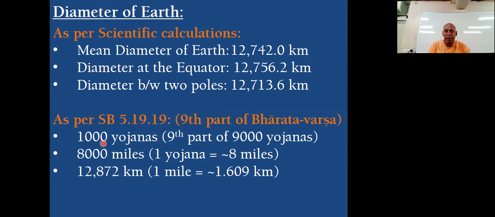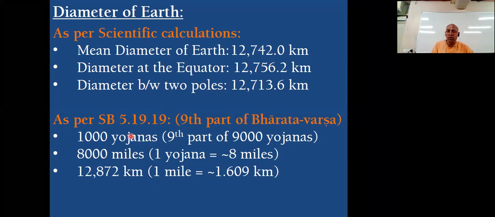And 1 mile is 1.609 kilometers. These are all approximate, closest possible numbers. So it comes to 12,872 kilometers. This is as per scriptural understanding. The diameter of Bharatkhanda in kilometers is 12,872 kilometers, whereas according to modern scientific observations, it is 12,742 kilometers.